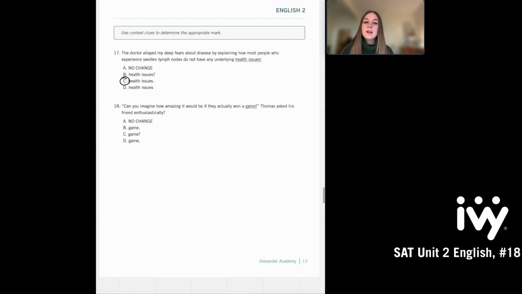Number 18. Can you imagine how amazing it would be if they actually won a game? Thomas asked his friend enthusiastically. In this example, we do need a question mark, even though there are quotes here, because the character of Thomas is asking his friend a question. Therefore, we should choose C.